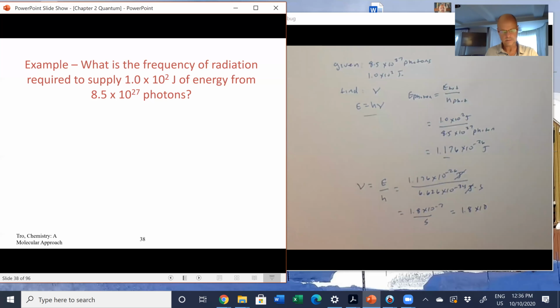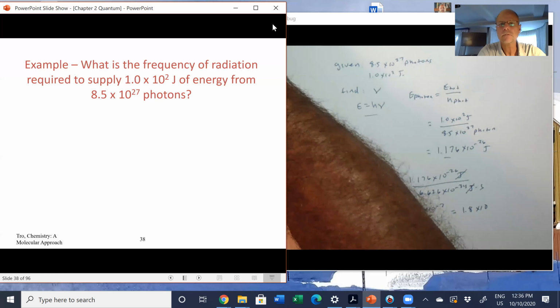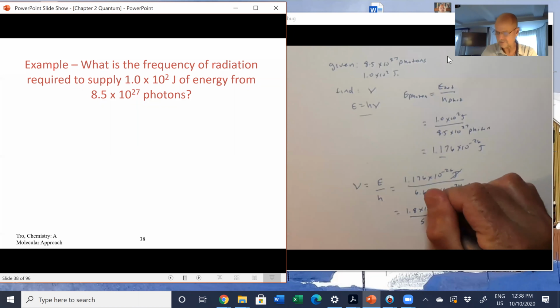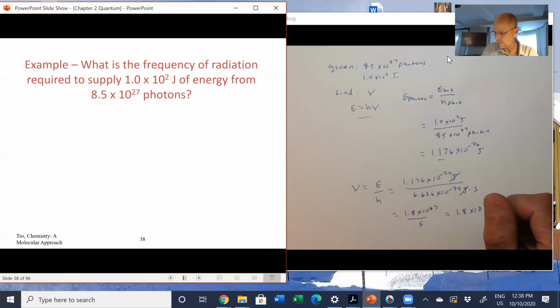Let's see, I don't think that's right. Hold on. I apologize for that. I just accidentally put a negative sign there. It should be +7, okay? So it should be 1.8 times 10 to the 7 per second, which is 1.8 times 10 to the 7 hertz.